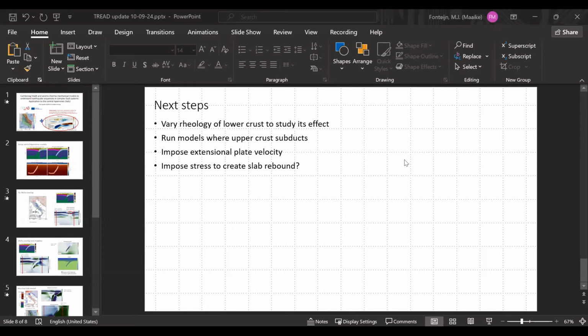Mike, I'm sure there have been other people investigating this. So previous models, were they able to reproduce the state of stress that we see in Italy? And how did they do it? There are no large scale models in the central Apennines. There's one model in the northern Apennines, but there the slab is still attached, so you don't have this problem of the slab rebound.